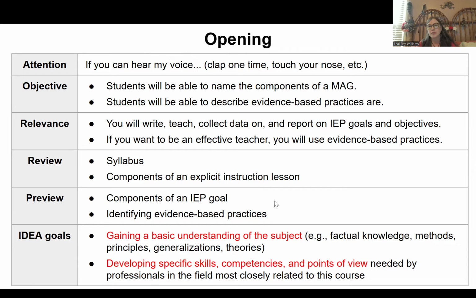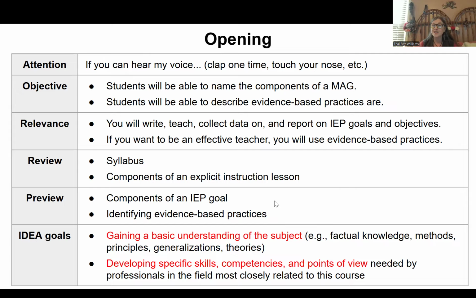All right, so what is the preview? The preview of today. What are you going to be doing today? Well, I already told you we're going to be learning about IEPs. You're going to learn about the six components of an IEP goal. Then you're going to learn about one component, and have the opportunity to write examples of that component. Always remembering that we are not counting right or wrong right now. We just want you to give it your best try.